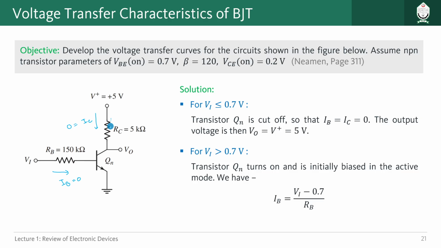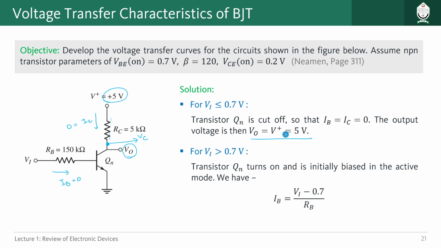So the voltage drop we are going to get in this path, which is IC multiplied with RC, should be equal to 0. So whatever voltage you have given at the supply should be coming here at this collector junction, let us call that VC. And VC is also V naught, the output voltage. So we can say that whenever Vi is less than 0.7 volt, the output voltage V naught should be equal to 5 volt.